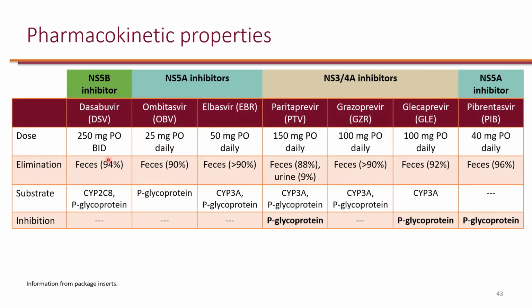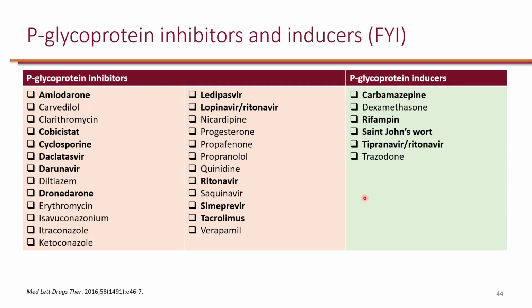Here are the rest of the agents. You can see that with the exception of glecaprevir and pibrentasvir, which are not substrates of P glycoprotein, the rest of them are substrates of P glycoprotein. So when it comes to drug interactions, it's important to keep in mind that there are drugs that are inhibitors of P glycoprotein. These can affect those Hep C drugs that are substrates of P glycoprotein, as well as there are some inducers of P glycoprotein.